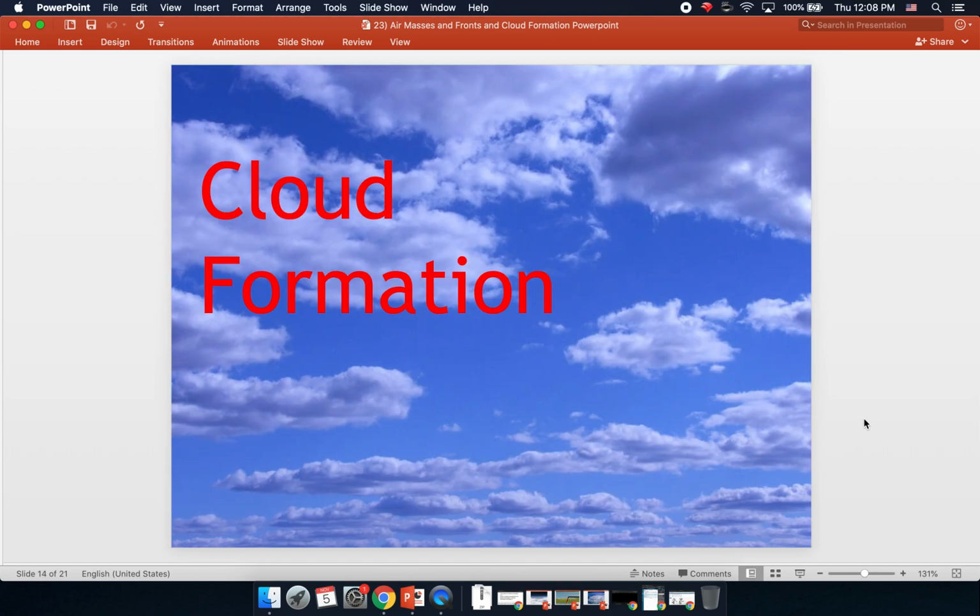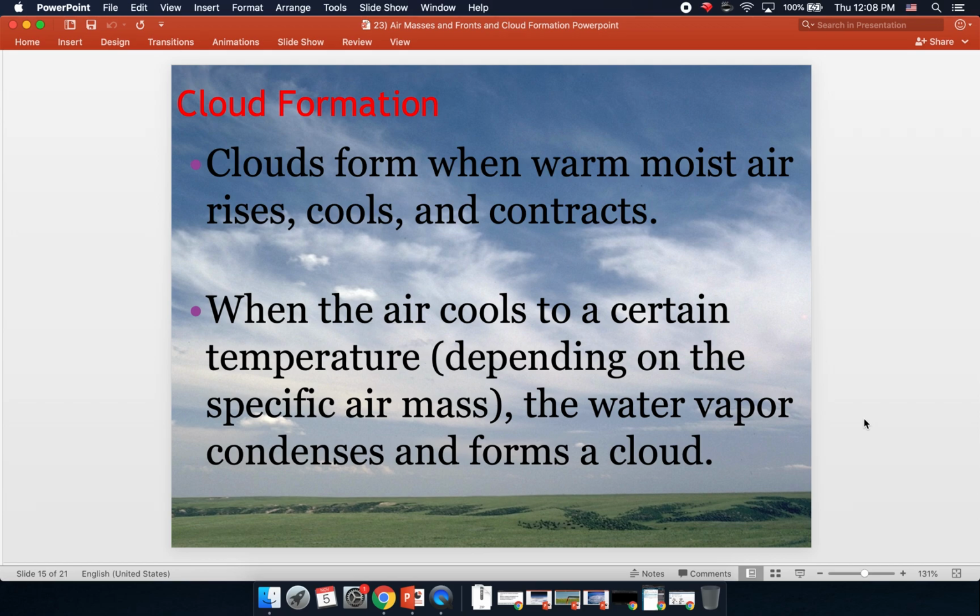All right, now we're moving on to cloud formation. Clouds form when warm, moist air rises, cools, and contracts. When the air cools to a certain temperature, now this temperature is not a set temperature. What temperature the air will need to cool to form a cloud just depends on the characteristics of that specific air mass. But when the air cools to a certain temperature, the water vapor is going to condense. It's going to go from being a vapor, from being a gas, to turning back into actual liquid water, and that's when you're going to get a cloud.